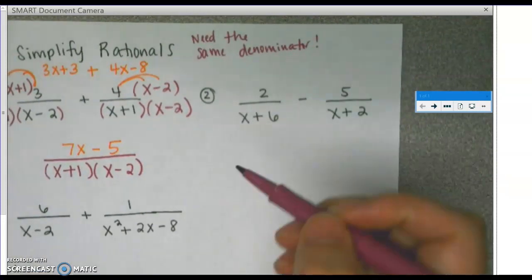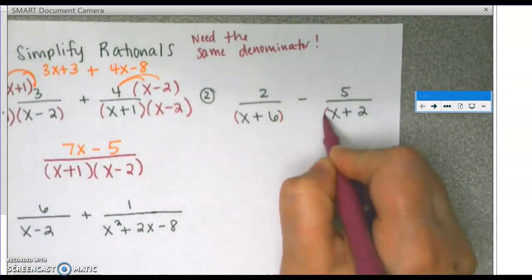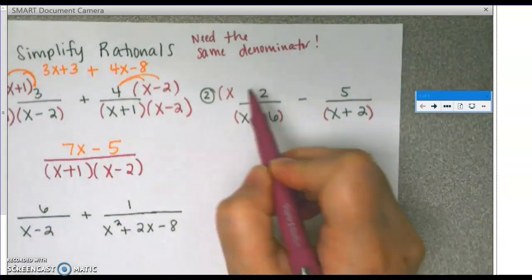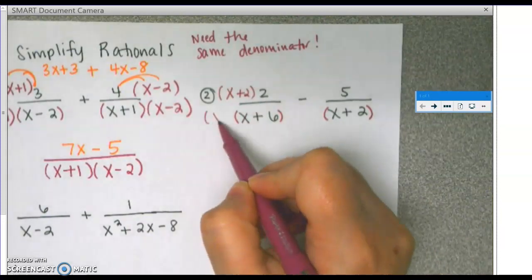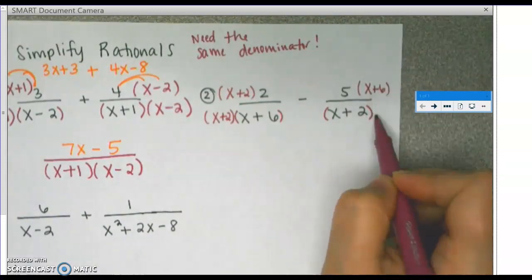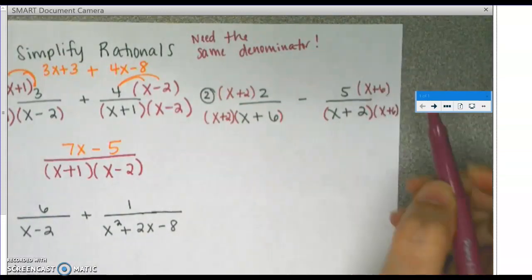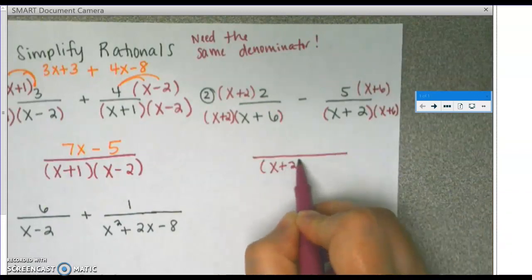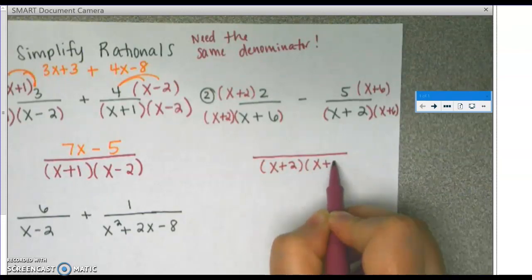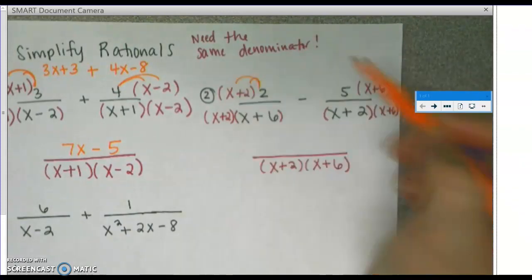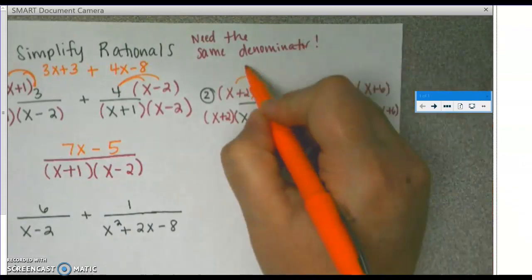All right, the same thing with number 2. These are already linear, so they cannot get any smaller. So I'll have to multiply this side by x plus 2, and I'll have to multiply this side by x plus 6. So my common denominator is x plus 2 times x plus 6. And now I need to work out my numerators. So this one will be 2x plus 4.